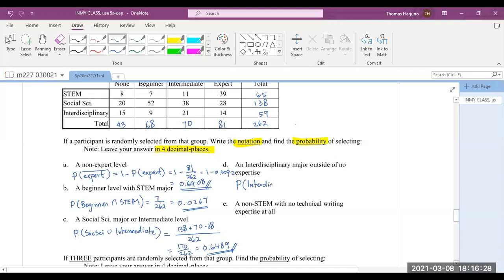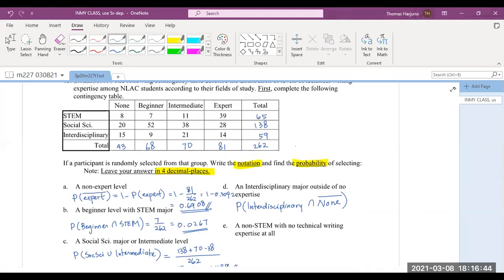interdisciplinary, outside of no expertise. So basically have some expertise. Okay, not expert, but know something. Okay, in the interdisciplinary, inside of this, but outside of norm.